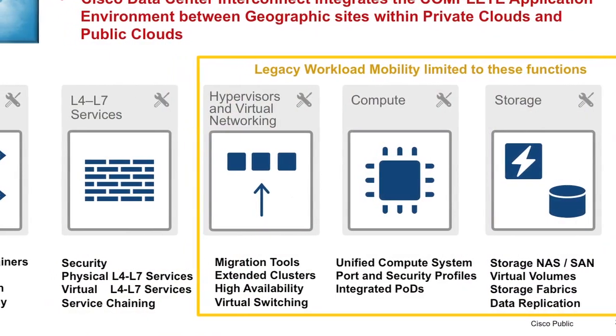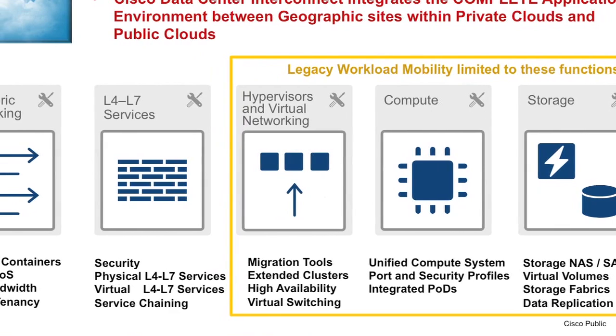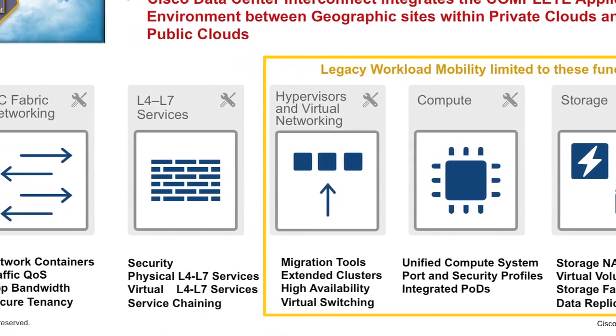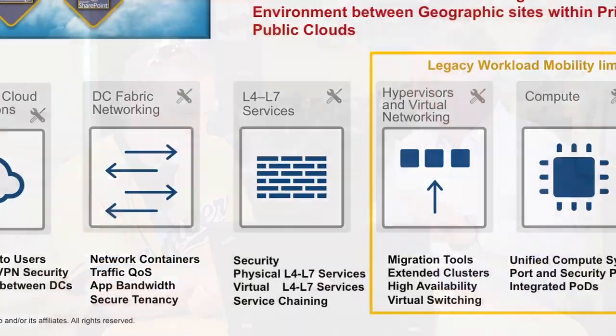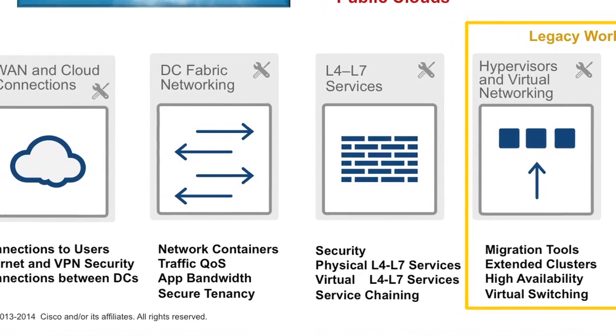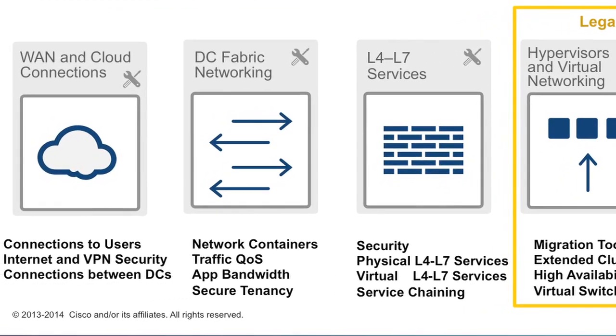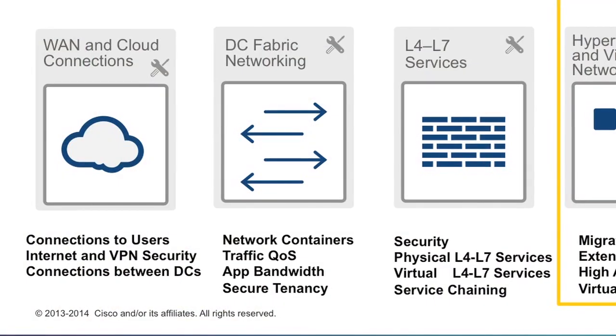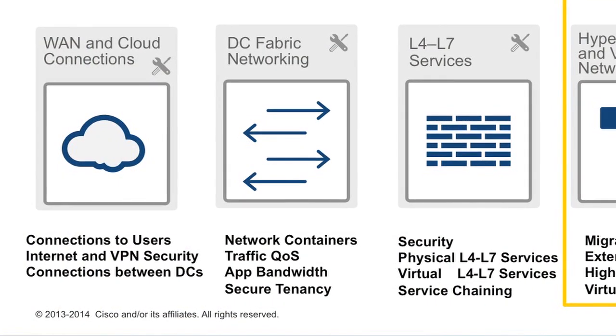Exactly. So what we've done is we've added to the workload mobility use case the ability to move L4 through L7 services, including security, both physical and virtual services, firewalls, load balancers, IDS, those critical things that are part of the network environment. The data center fabric, being able to preserve network containers, traffic QoS, bandwidth reservation, and most of all, secure tenancy for this sliver of the data center. Since we're moving an application, we also need to be able to move the network container and adjust it accordingly. Yeah, of course. And then obviously connections to our external users, both internet and VPN secure connections.